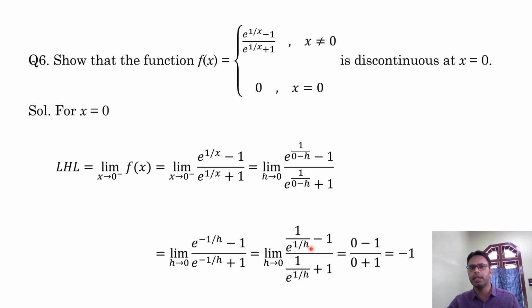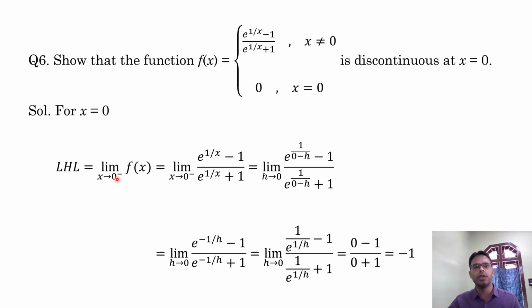e to the power 1 by h is infinity. And 1 by infinity is obviously equal to 0. You know this. Here also 1 by infinity is equal to 0. So ultimately it is minus 1. So we obtained the left hand limit of the function. This left hand limit of the function is minus 1. Now to obtain the right hand limit.